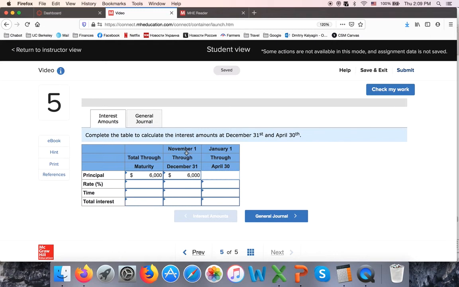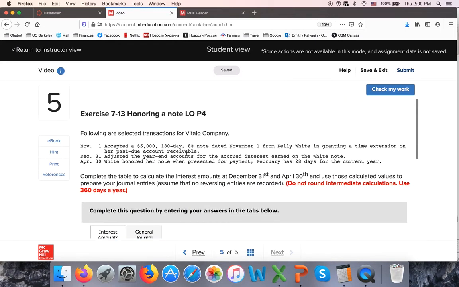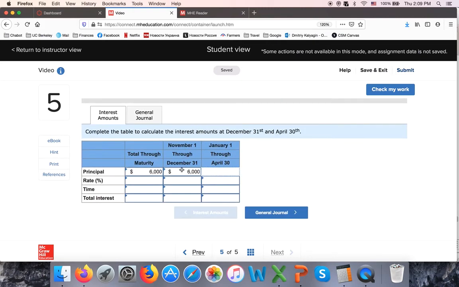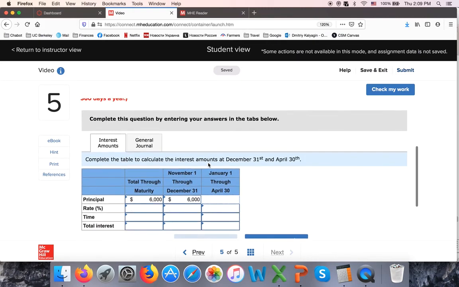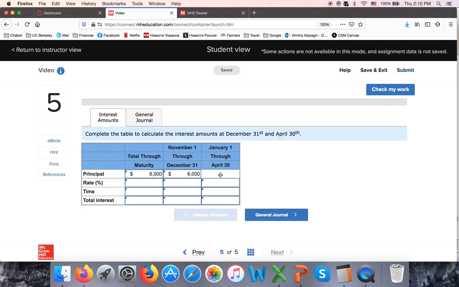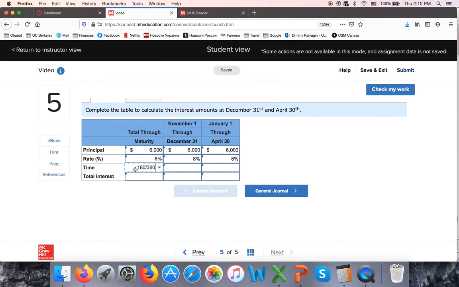This is just from the date I accepted the note, November 1st, through December 31st. So this will be for my adjusting entry. And then next period from January 1st to the maturity date, which is April 30th. So the principal doesn't change. The rate doesn't change. So the rate is 8% for all of them. But the time will change. So 180 days here. Total through maturity, 180 days.